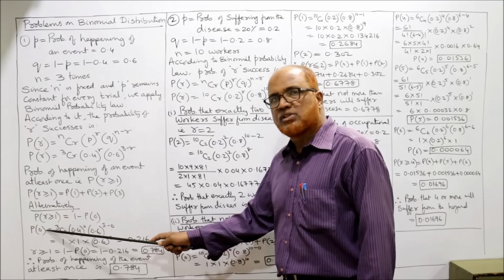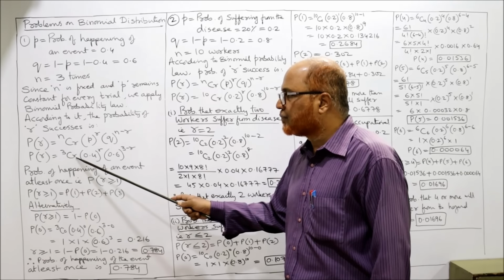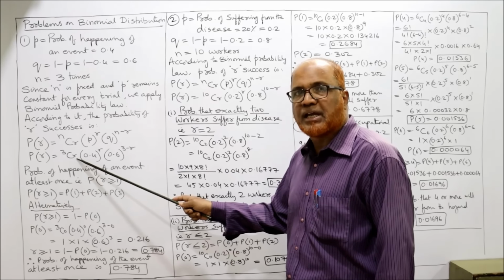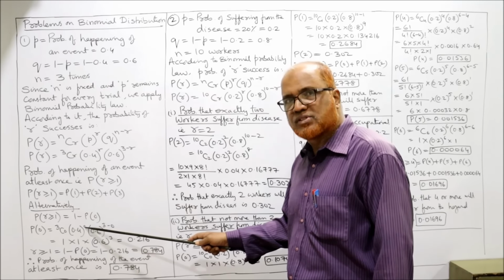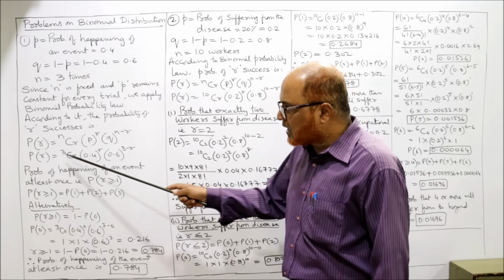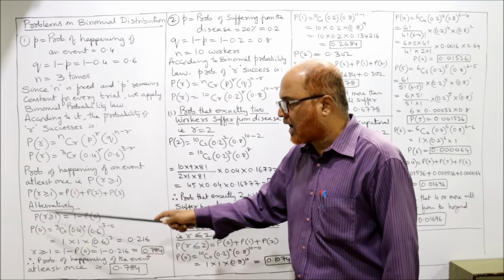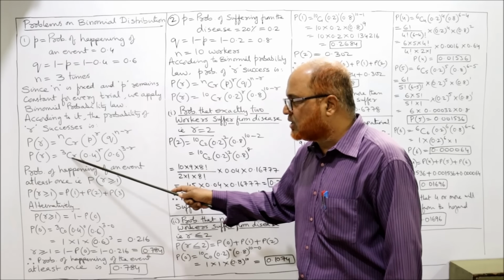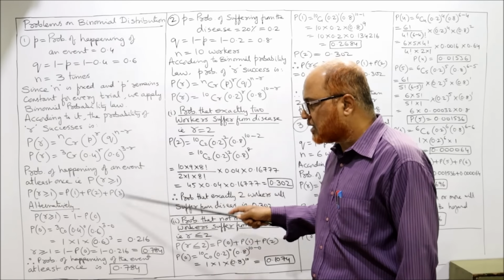राइट? तो P of 0. P of 0 का मतलब 3C0. R की जगह पे मैं 0 ले रहा हूं. In place of R, I am taking 0. So 3C0, 0.4 to the power of 0, 0.6 to the power of 3 minus 0. यही फॉर्मूले में R की जगह पर मैं 0 ले रहा हूं.